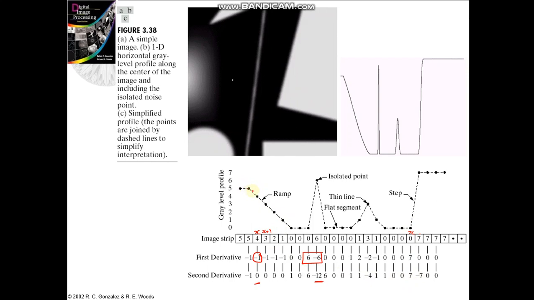See, here it is a ramp, onset and end. This is the end and this is the onset. At the onset and end of a ramp, it is non-zero. And it is 0 along the ramp. See, constant slope, so the difference gives us 0. So these are the properties of the derivatives.